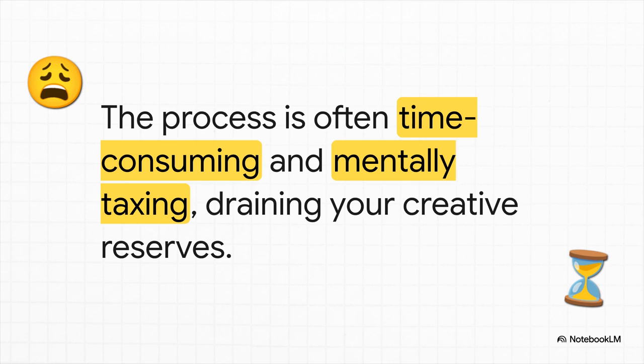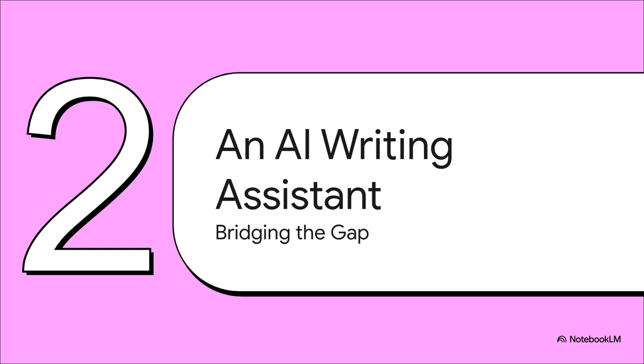You see, it's not just about the hours it takes. It's the mental gymnastics, right? Expanding every single point, trying to find the perfect words, making sure it all flows together smoothly. It can completely drain your creative battery before you even get to the fun part of polishing your big ideas. But what if that whole process could be different? This is where a really cool new category of tool enters the picture, the AI Writing Assistant. It's built specifically to be that bridge between your outline and your first draft.